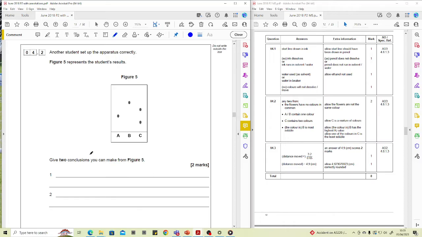Question 4.2. Here's a correct apparatus, so you've got some conclusions that you can draw. Now, remembering back to previous questions, you have to say quite a lot for this. So it wouldn't be sufficient to say C contains two colours A and B. Yeah, you just give plenty of information. So one colour in both A and B, and two colours in C.